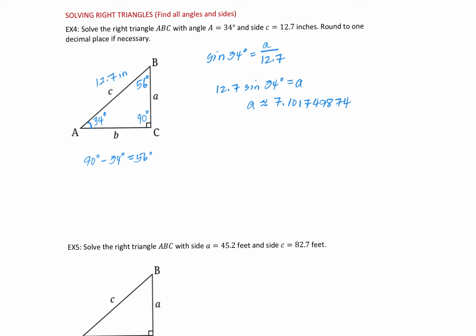I would like to round this. Let's see. Oh, good. We have directions. It says round to 1 decimal place if it's necessary. So this would just be 7.1. And then that was inches.